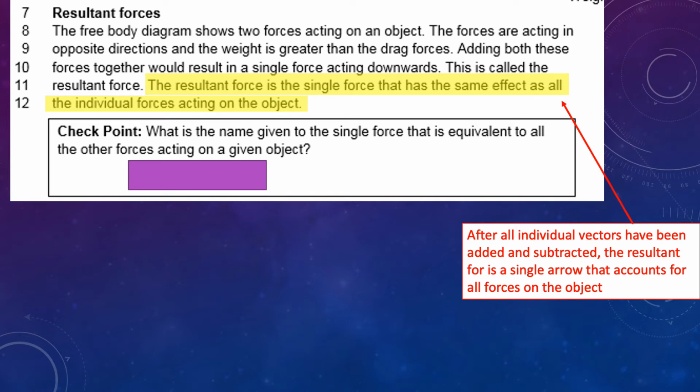If you read the checkpoint question, it asks, what is the name given to the single force that is equivalent to all other forces acting on a given object? Like we said, that is your resultant force.